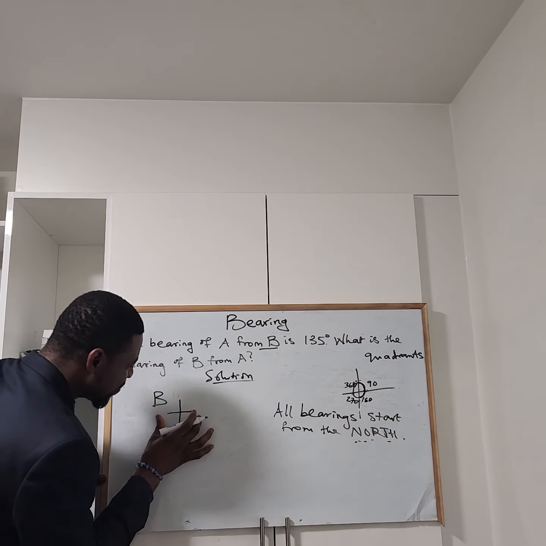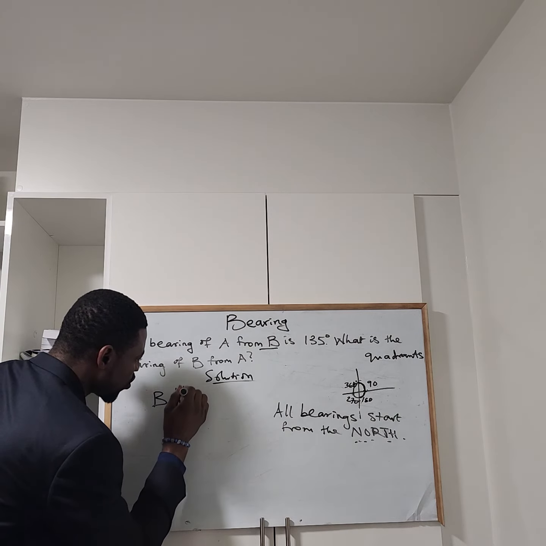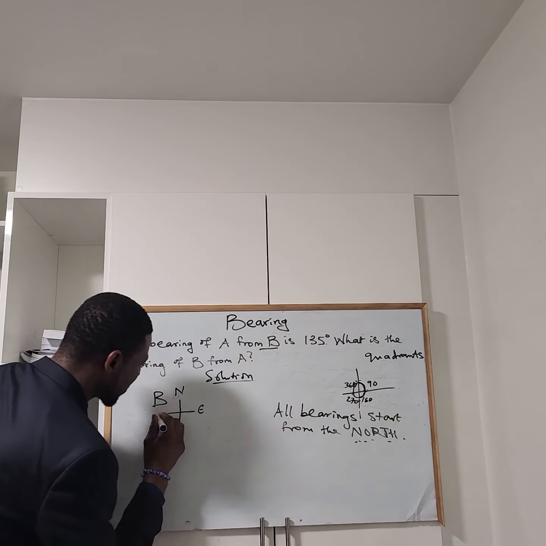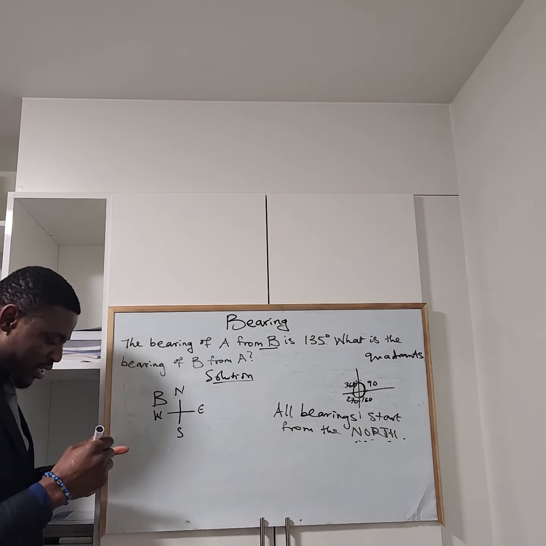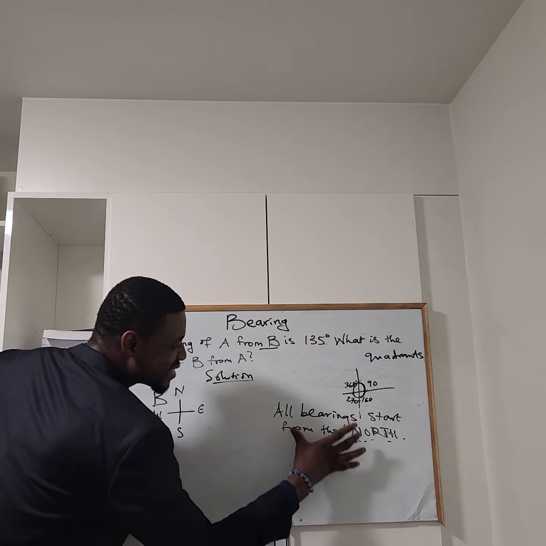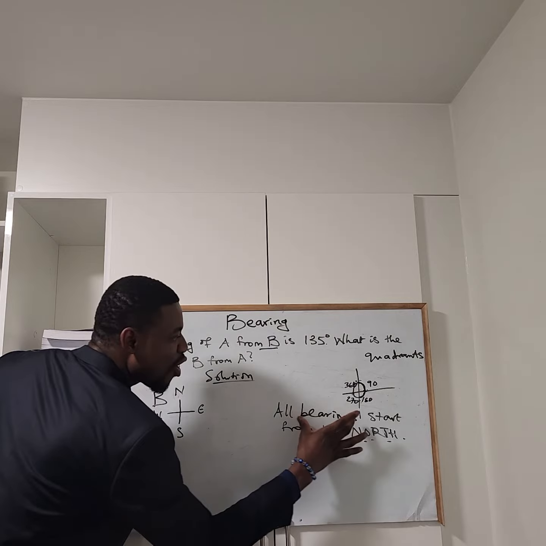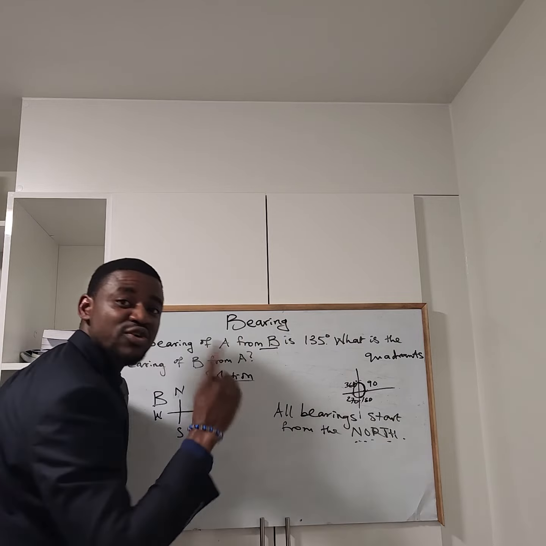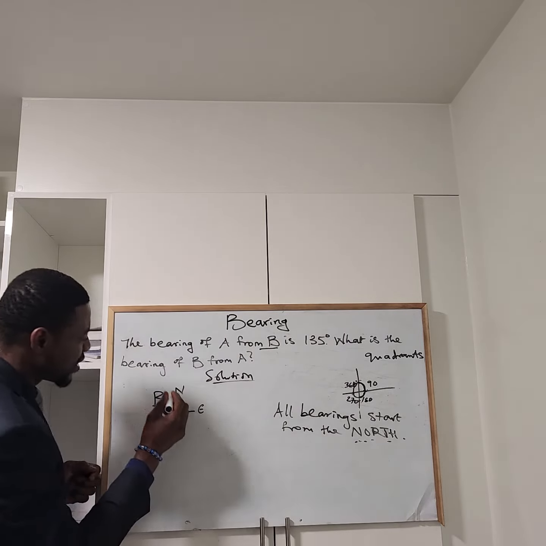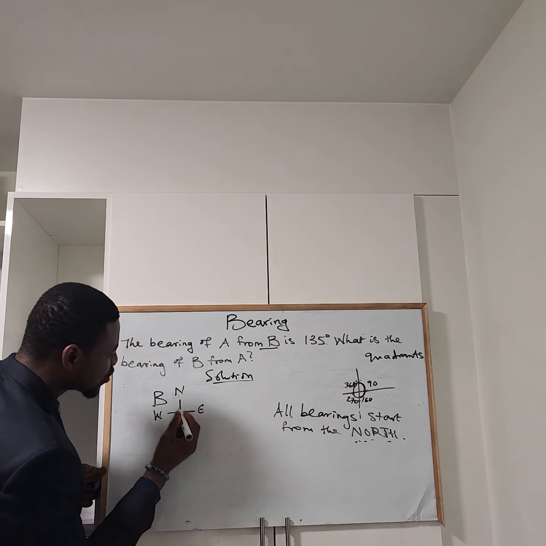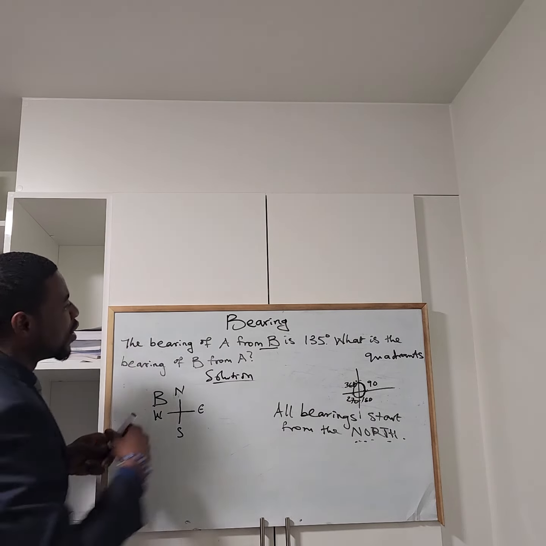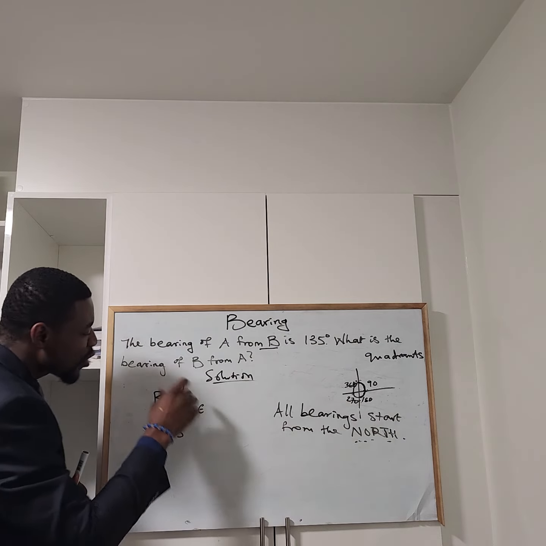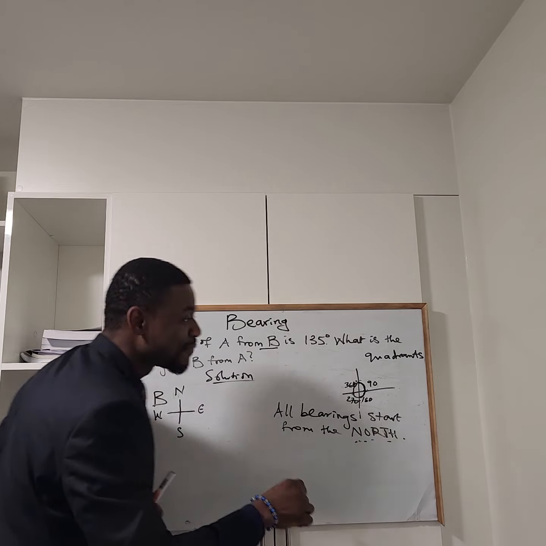We're going to label this B now. This is our north pole. This is south. This is east, and this is west. So, using this as a key sentence, all bearings start from where? The north. That's one thing you must not forget. All right? This is our north pole. This is our south. So, we're starting from here. Now, the bearing of A from B, this is our B. So, we're going to look at where A will be standing.